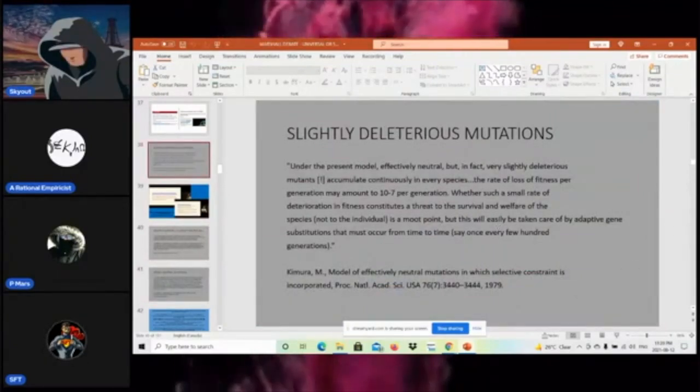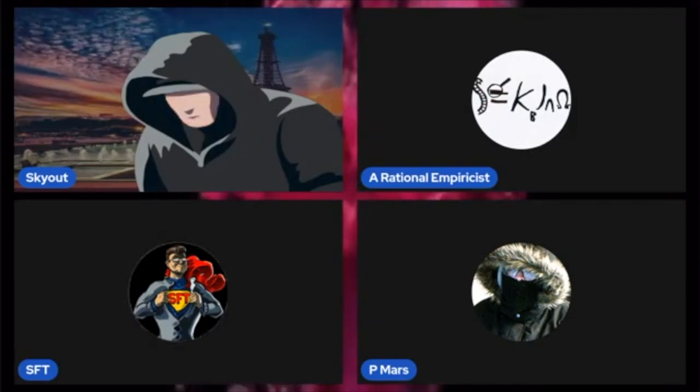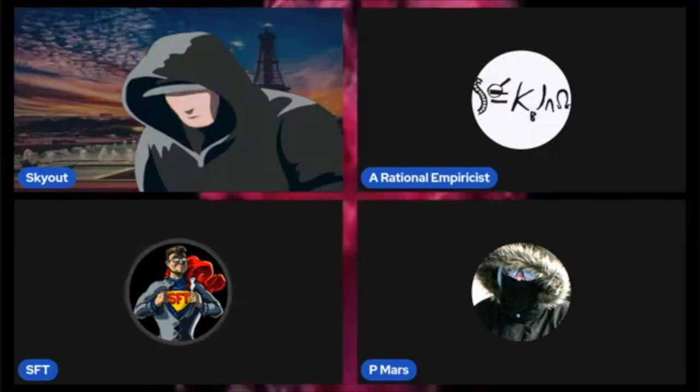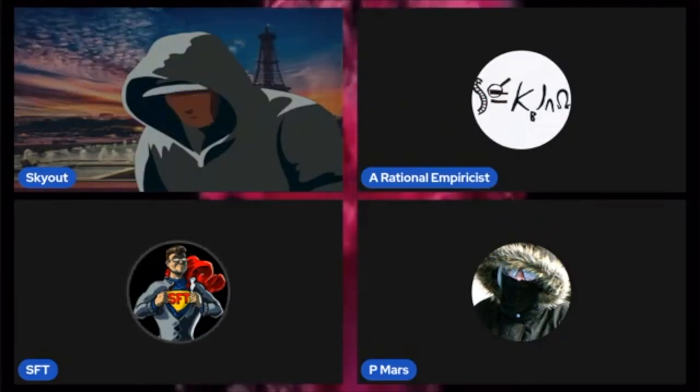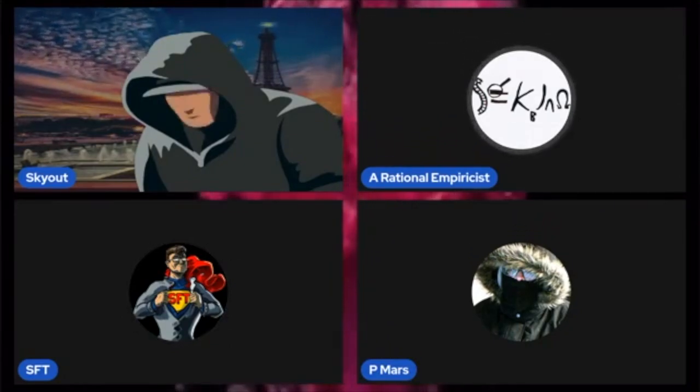And then the other one, here's Kimura himself in a paper. He points out, under the present model, effectively neutral, but in fact very slightly deleterious mutants accumulate continuously in species. So this position that most mutations are deleterious and there are a certain class that are effectively neutral, unselectable, comes not from young Earth creationists but, as you can see, from secular population geneticists. Go ahead, Andrew.